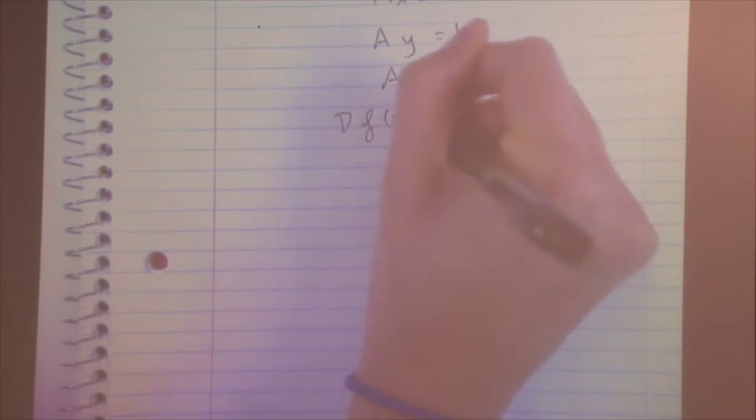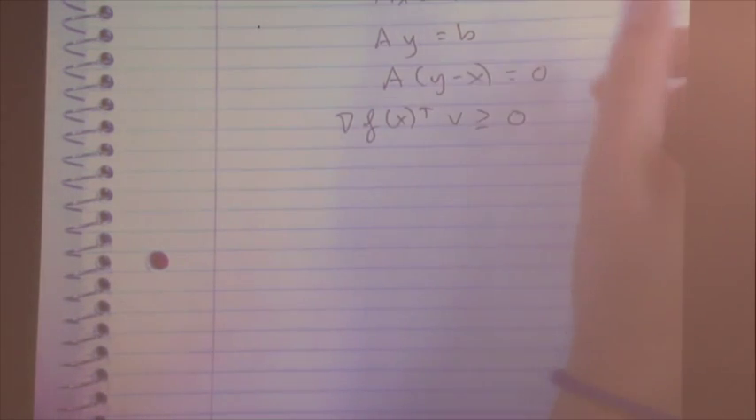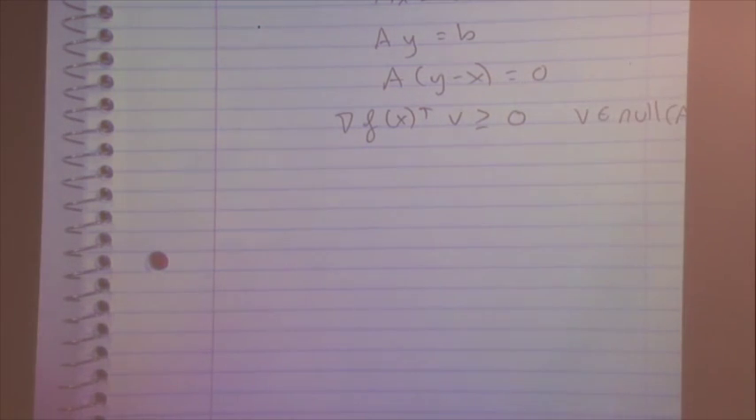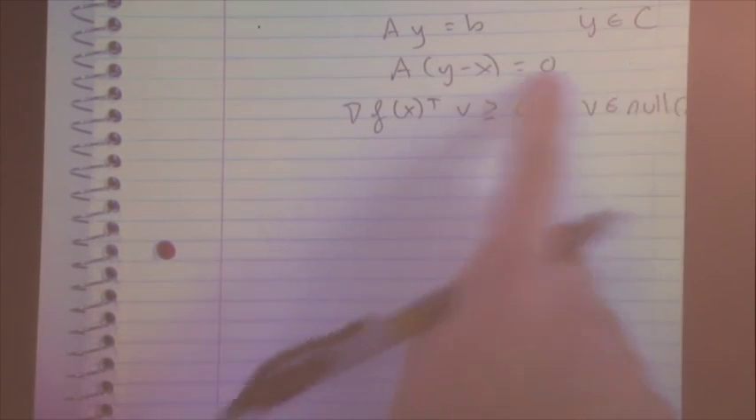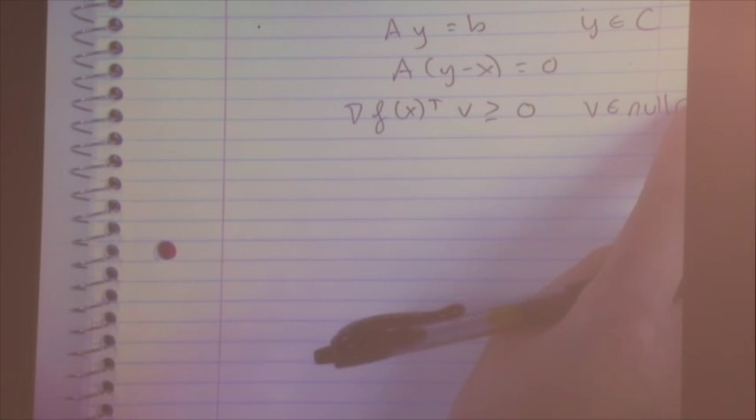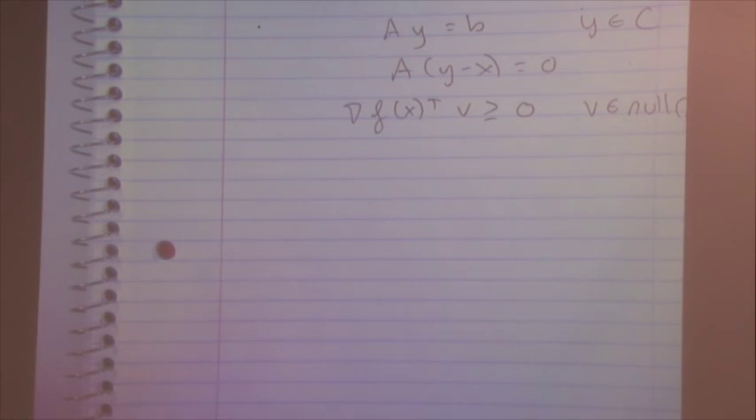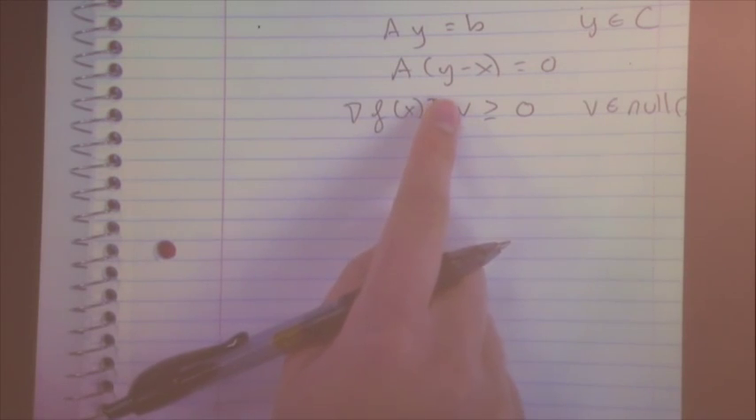So we have Ax equal to b satisfied, and then for some y, necessarily this is satisfied. So we know that y minus x is in the null space of A. So this dot product is going to be greater than or equal to 0 for every v in the null space of A. So I can find another element. y just has to be in the set of feasible points. So I can take another feasible point, but it has a special relationship to the one that I picked before.